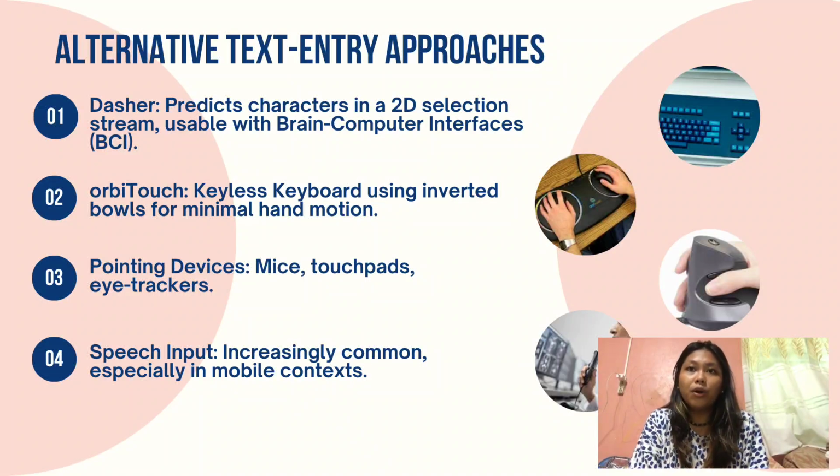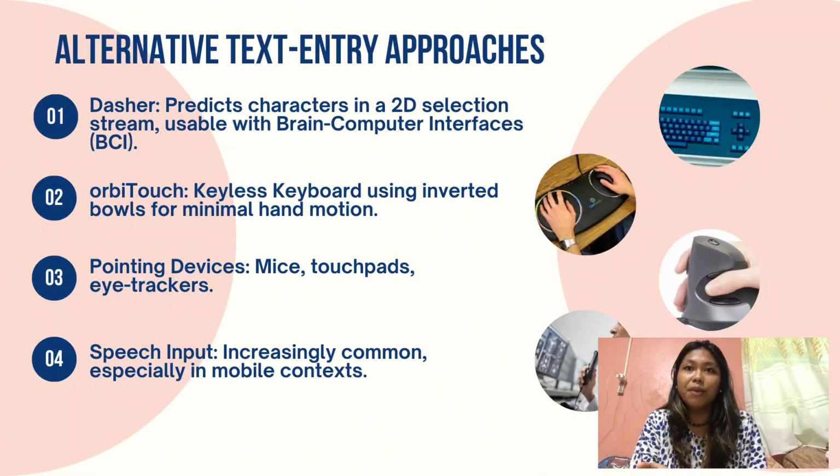Another example is the Orbitouch keyless keyboard. This device uses two inverted bowls that allow the users to rest their hands comfortably and make selections with minimal finger and wrist movements, which can be especially helpful for users with conditions like carpal tunnel syndrome.